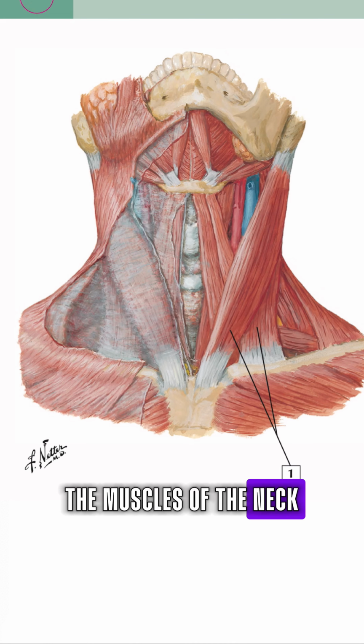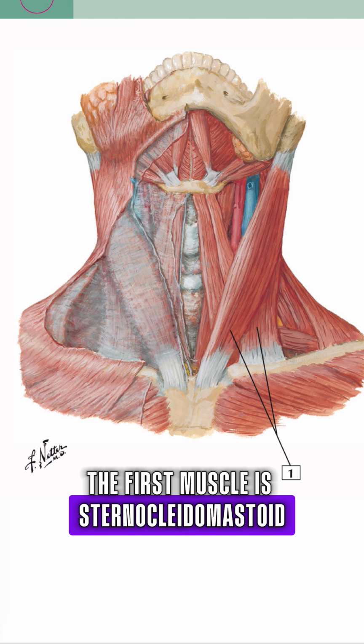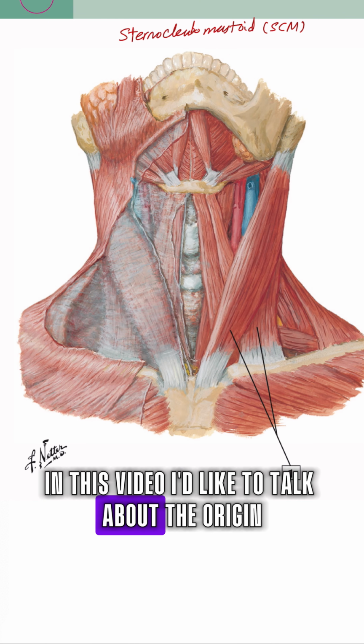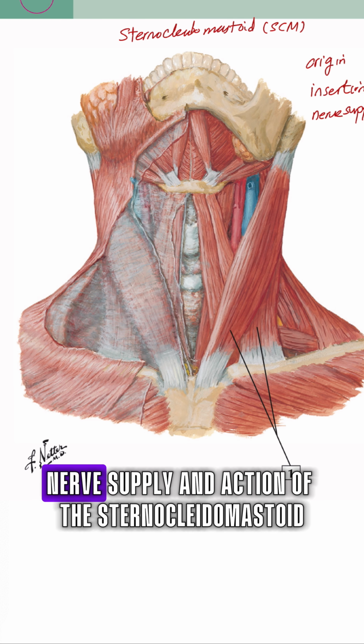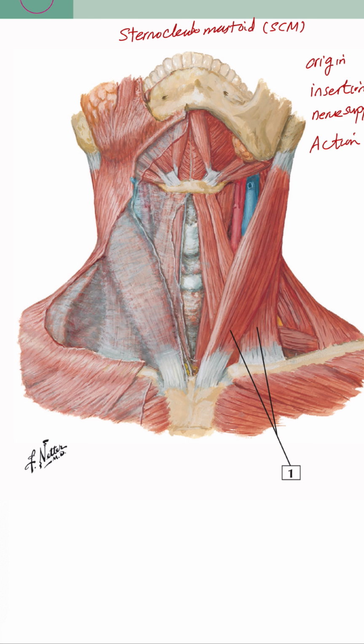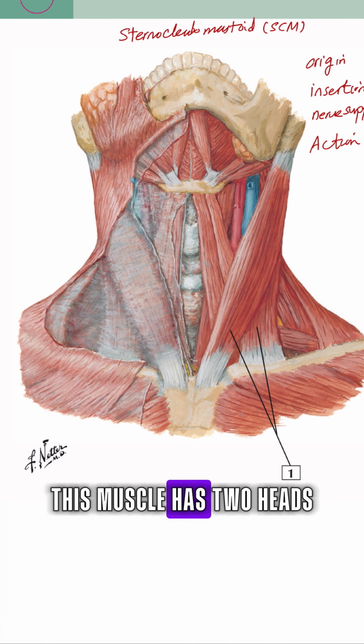The muscles of the neck. The first muscle is the sternocleidomastoid. In this video, I'd like to talk about the origin, insertion, nerve supply, and action of the sternocleidomastoid. This muscle has two heads.